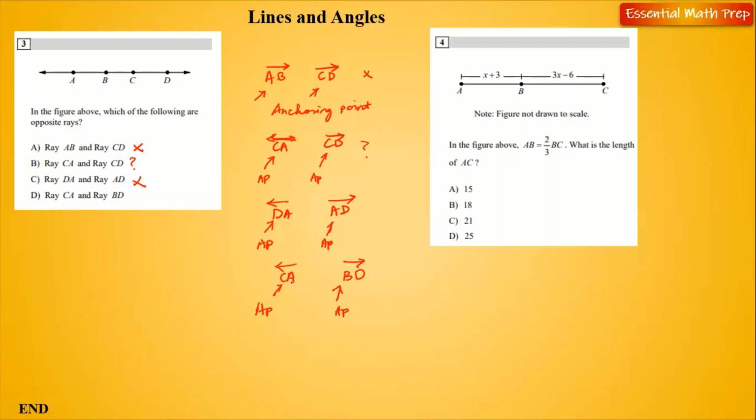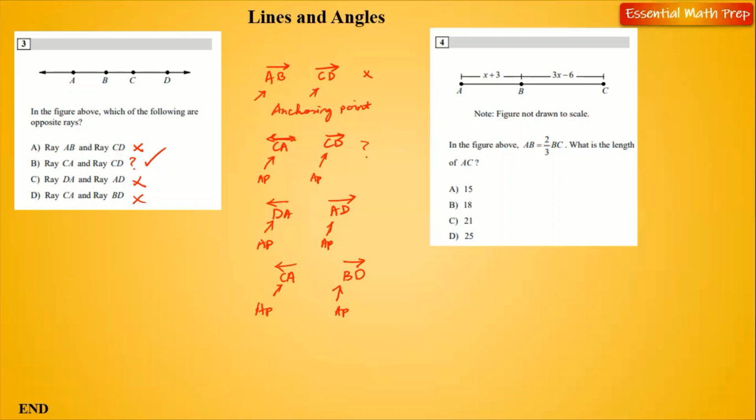CA contains B, but how can an anchoring point be an element in the second ray? Does that make sense? That's why I keep saying it should have the same anchoring point. And here, C is the anchoring point, but in BD, C appears to be a point in the ray BD. That cannot be possible, so that's incorrect as well. So the correct answer is B, right? All right, let's finish up this video.